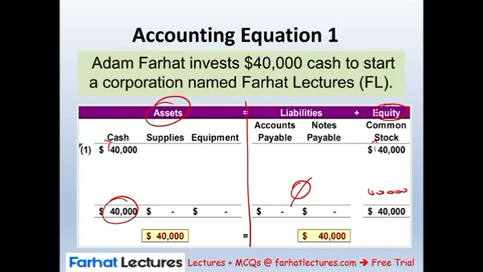Now let's talk about the accounting equation. In the prior session, we explained the accounting equation. It keeps the numbers in balance: assets equal liabilities plus equity. That's how it works. After each transaction, double check yourself. Are my assets equal to liabilities plus equity? And the answer is yes at this point.